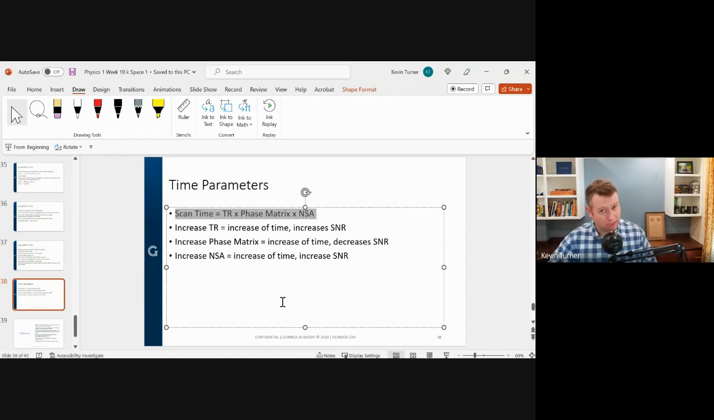It will in a fast spin echo, and we'll talk about that in a fast spin echo lecture in Physics 2, but we're not there yet. Receiver bandwidth is very weird in a fast spin echo, but we'll get to that, like I said, in Physics 2.